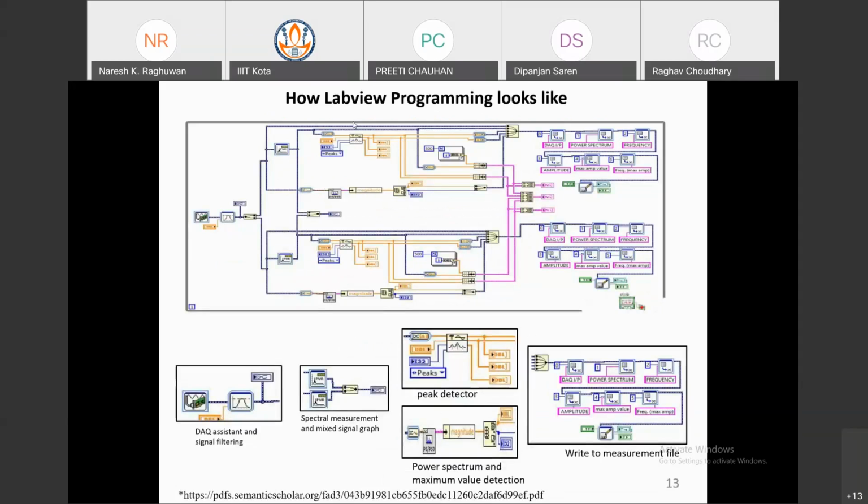I will just explain the overview of this. Some complicated screen is coming here. But in the previous few lectures, I think you are well aware how the LabVIEW programming is done. Okay, so some DAQ assistant and signal filtering, something you have to put here. Then connect it to some spectral measurement. Third, after capturing the signals, some speed detectors you can apply, or some maximum value or power spectrum analysis you can apply.